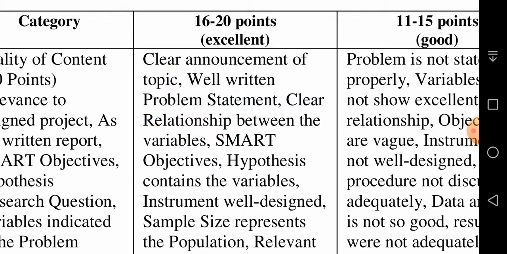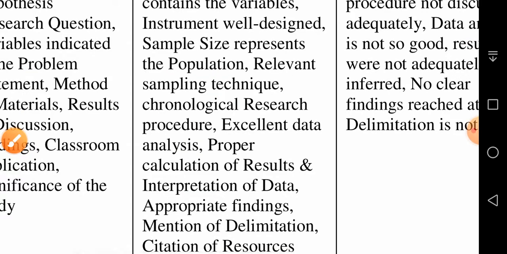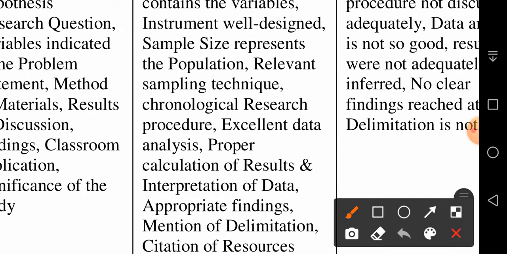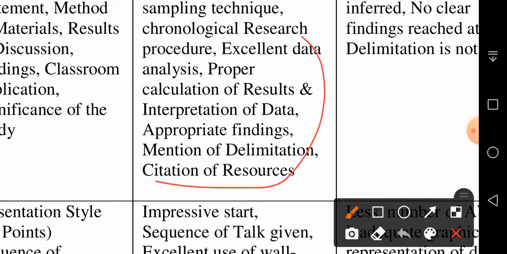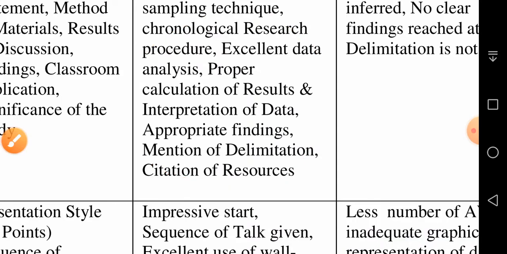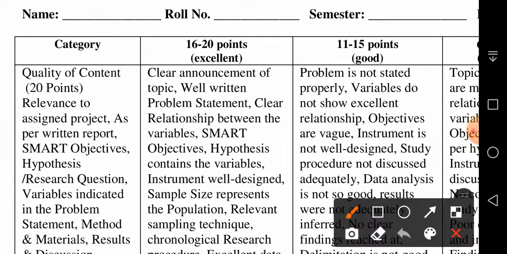that is the data collection tool. Then the sample size represents the population, relevant sampling techniques, chronological research procedure, excellent data analysis, proper calculation of results and interpretation of data, appropriate findings, mention of delimitation, citation of resources, etc. If you have done all this and mentioned all this in your presentation, then you will be given between 16 to 20 points.